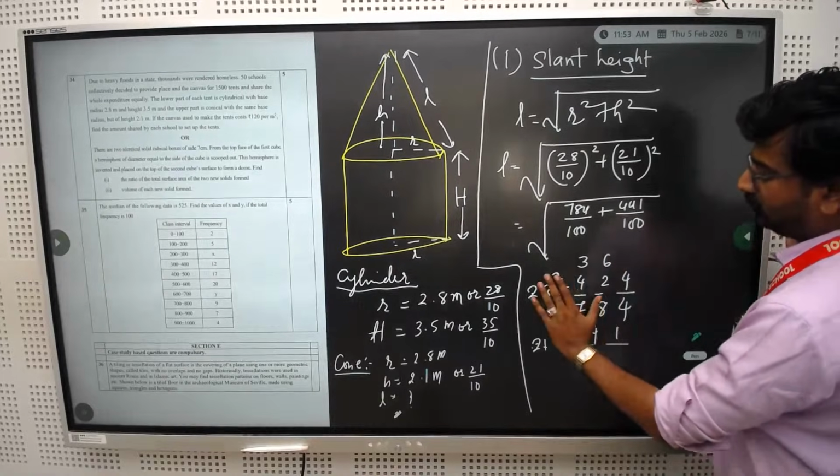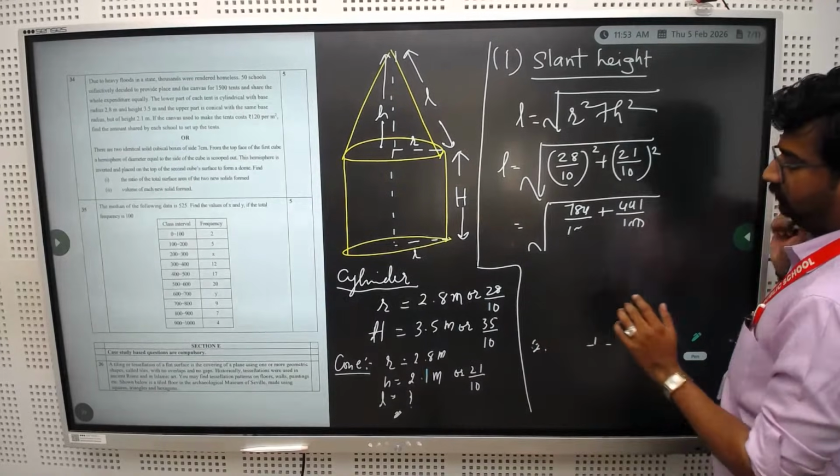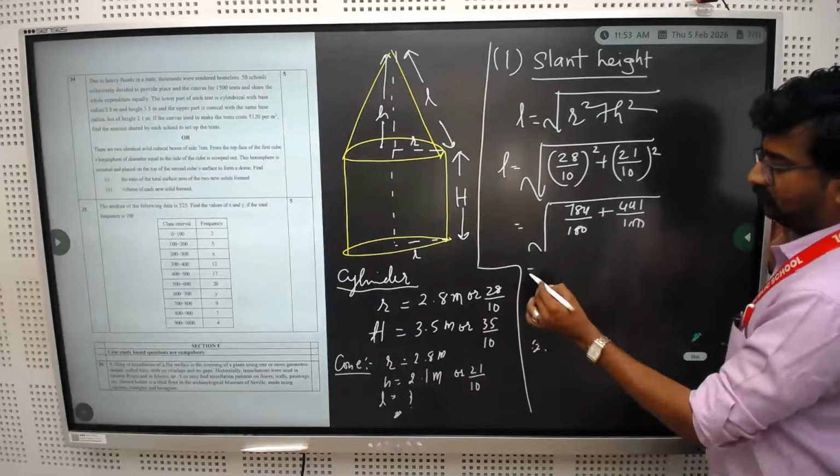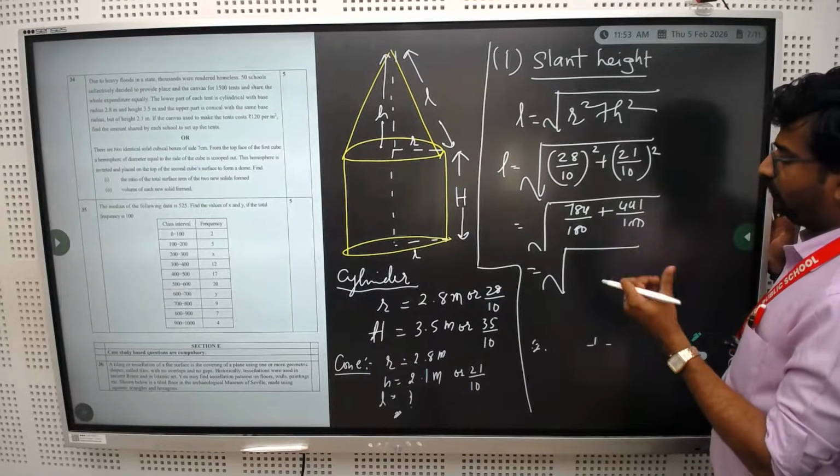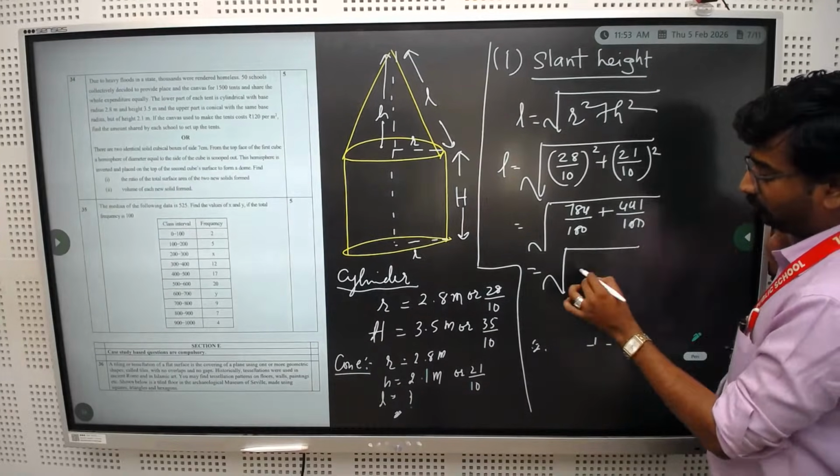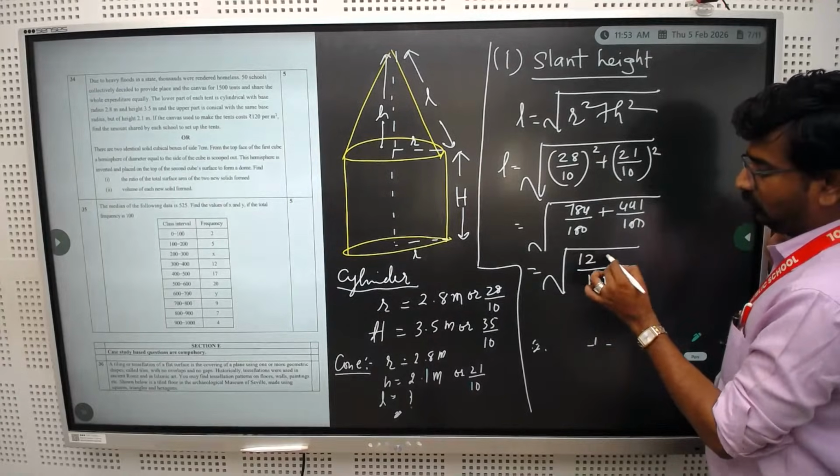Now if I add these two, what is 441 plus 100? Sorry, 784.